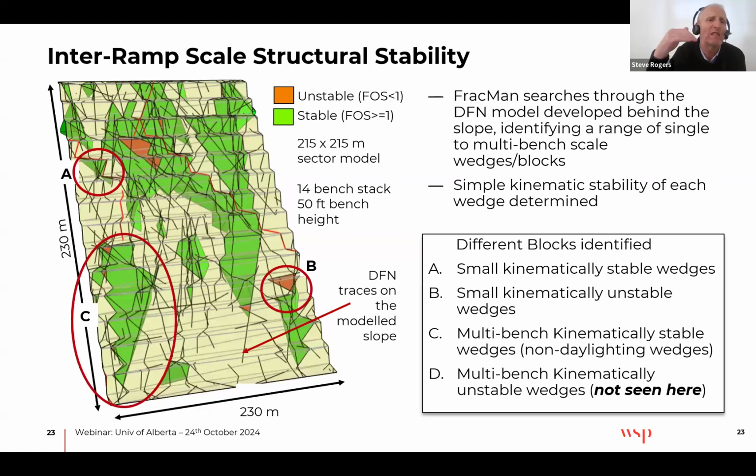They are multi-bench scale. You can see this one, C, is about 6 benches, and this one up here is about 9 or 10. So they're large volumes of rock mass.